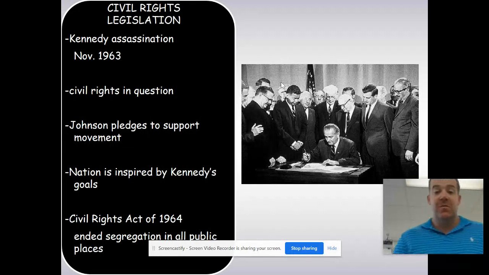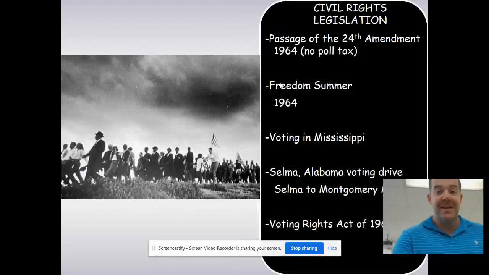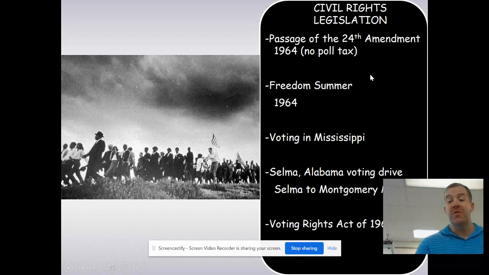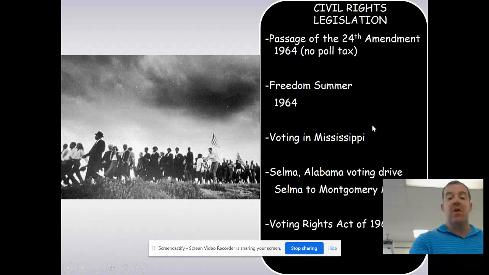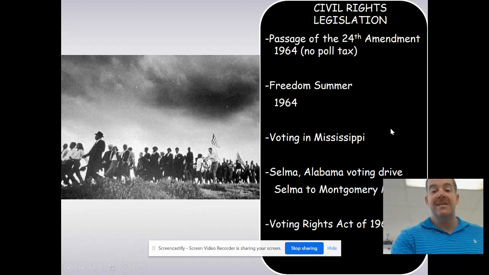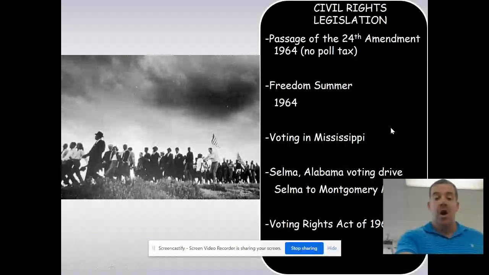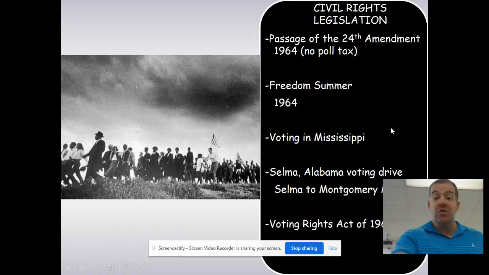So he comes up with the Civil Rights Act of 1964, ending segregation in all public places. All right. The passage of the 24th Amendment, which outlawed the poll tax, allowing voting in Mississippi, and then the Voting Rights Act of 1965. So there was a march from Selma to Montgomery. That's what the whole movie, the movie Selma, is about.